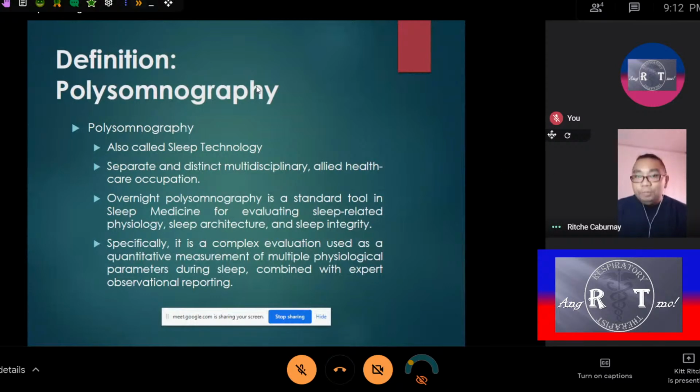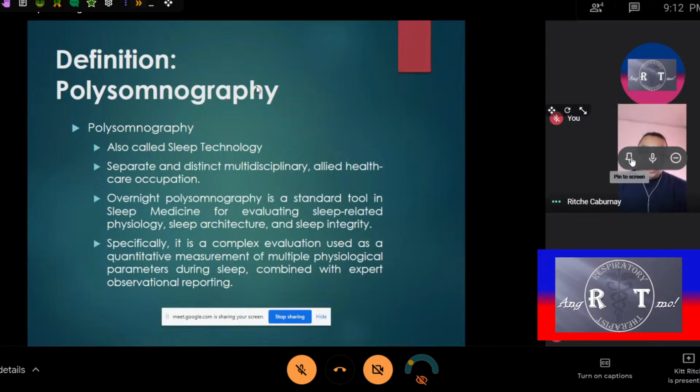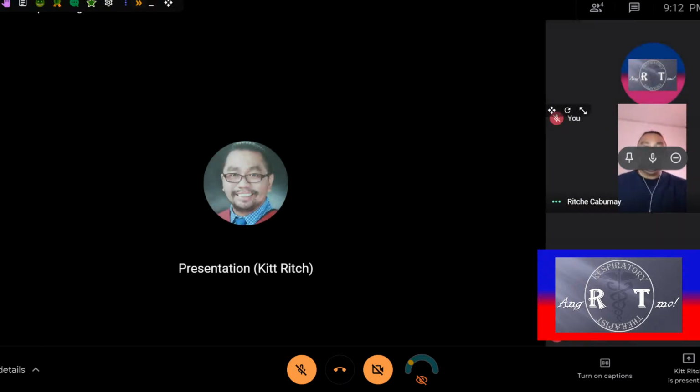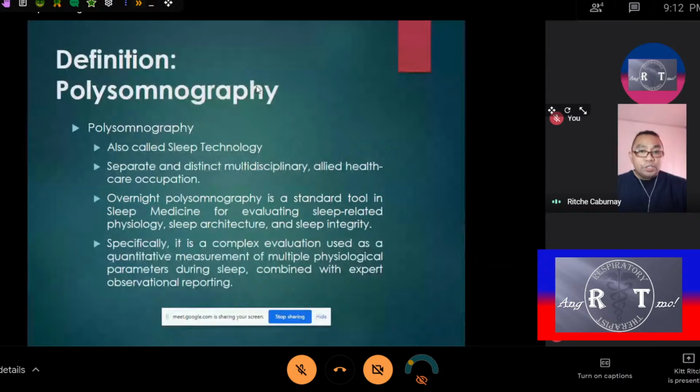So, polysomnography is also termed sleep technology, which is a separate and distinct multidisciplinary allied healthcare occupation. So it's not only a respiratory therapist who can practice as a sleep technologist, but also nurses or any allied healthcare professional, or even non-allied healthcare professional, can also work and practice as a sleep technologist.